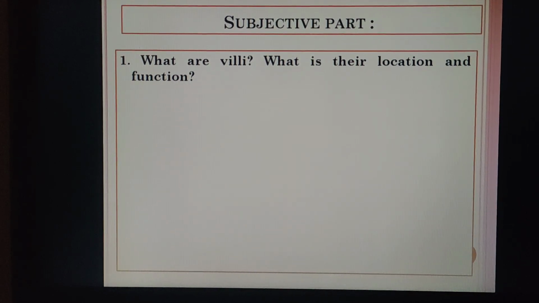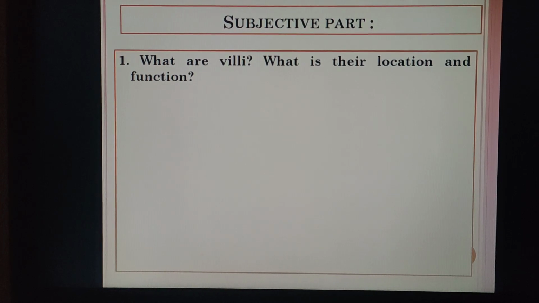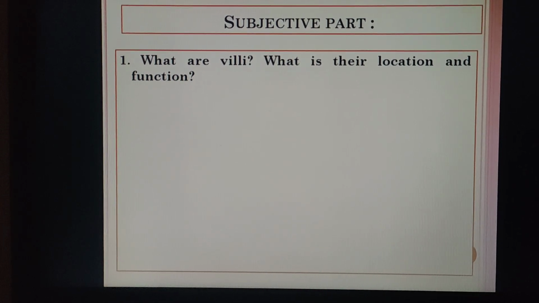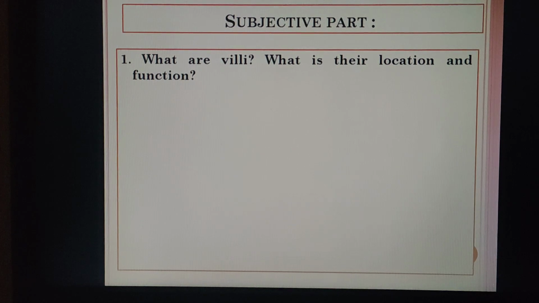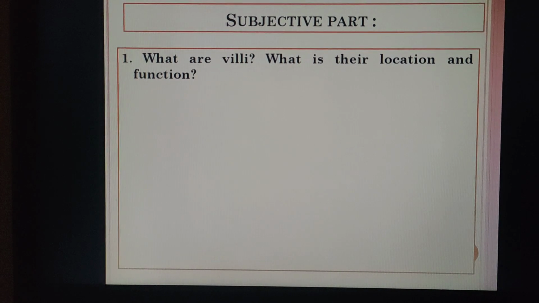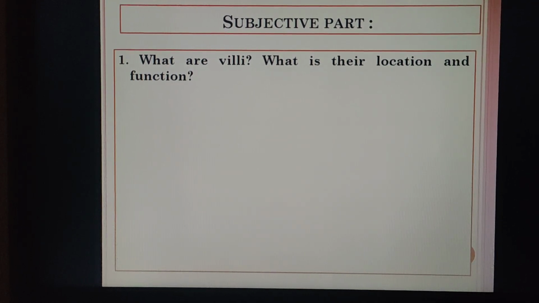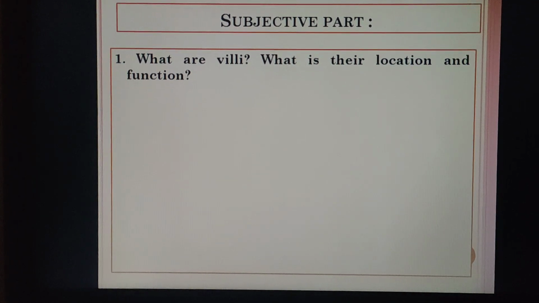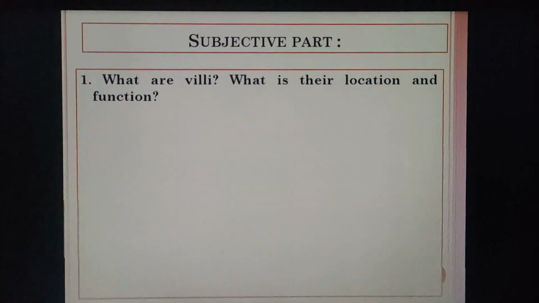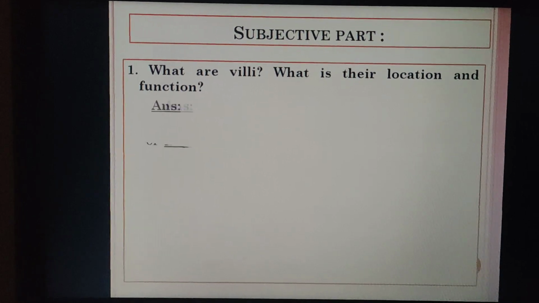So first of all, what are villi? You know that finger-like outgrowths are there inside the small intestine. That finger-like projection is known as villi. What is their location? The location is inside the small intestine, and its function is to absorb the nutrients which are completely digested and converted into simpler form.